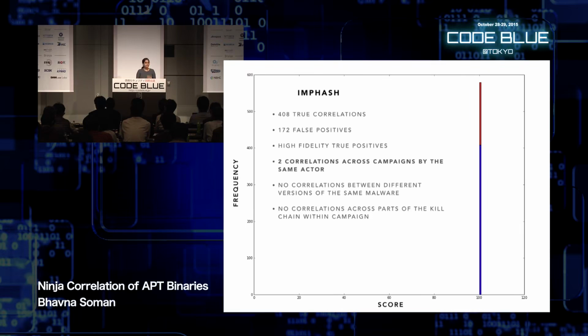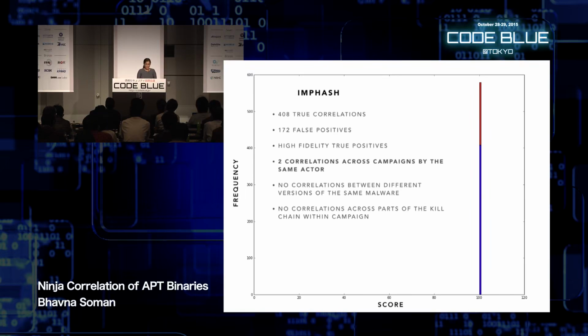And we also didn't find any connections where binaries that were used by the same actor in different parts of the kill chain were connected by this method. So these are some of the criteria we had for evaluation. And you'll see that the other methods did a little bit better than the imp hash method.